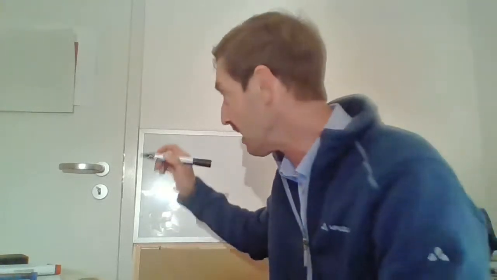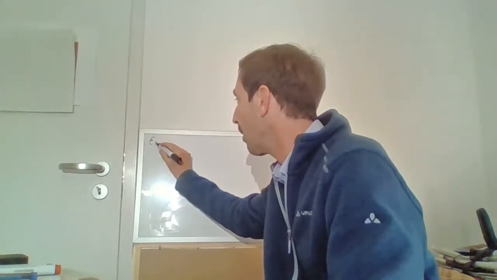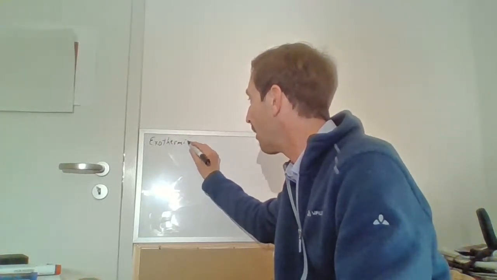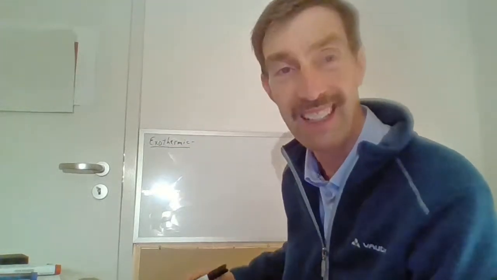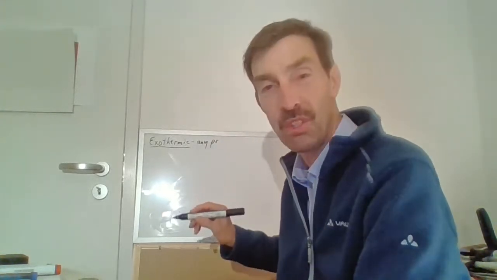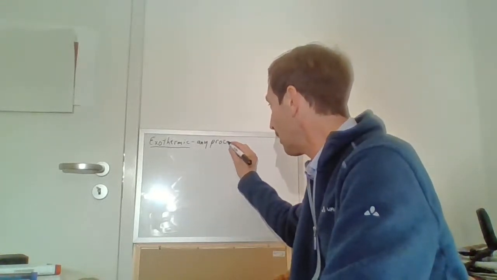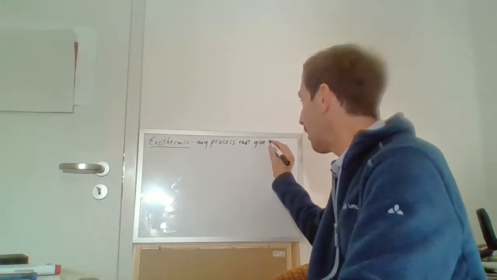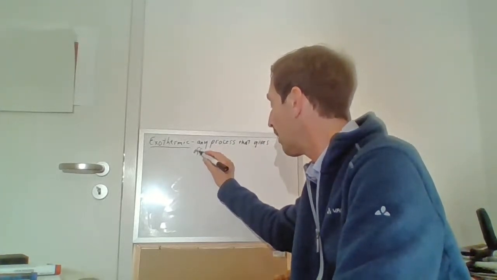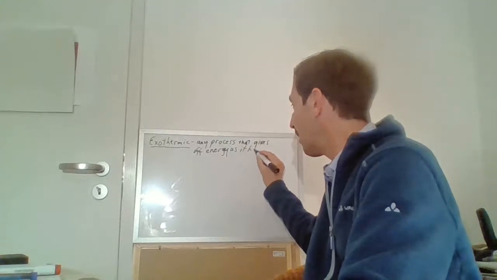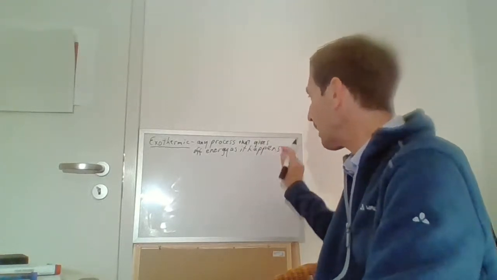Okay, so the opposite of endothermic is exothermic. That's an E. Exothermic. So exothermic is any process that gives off energy while it's happening. And by the way, the words in German are virtually identical. Okay, so I'm writing any process that gives off energy as it happens.